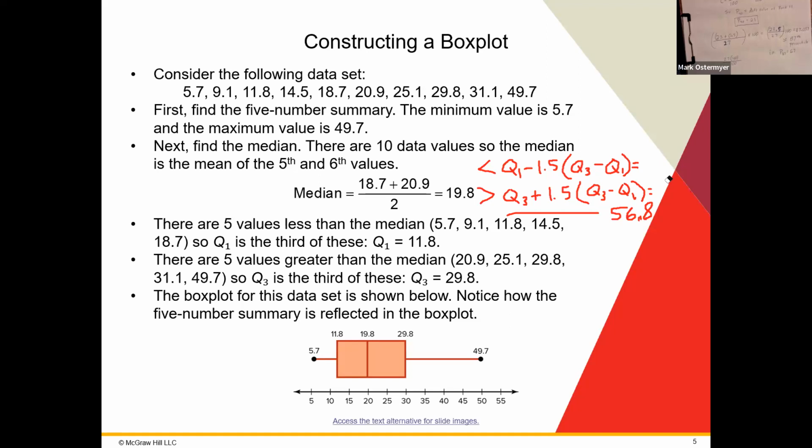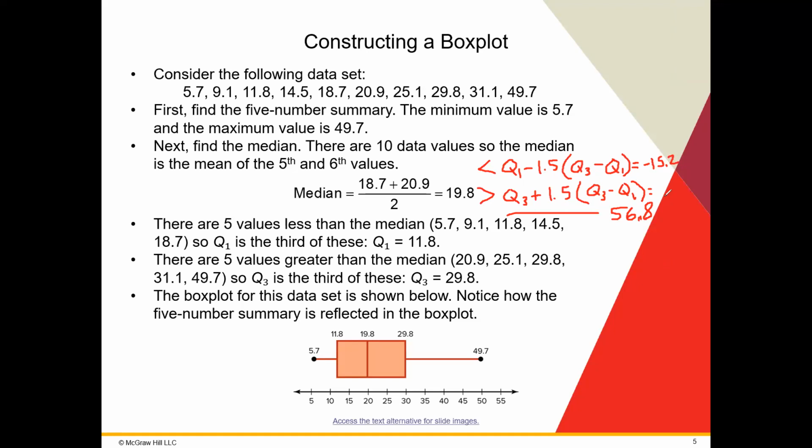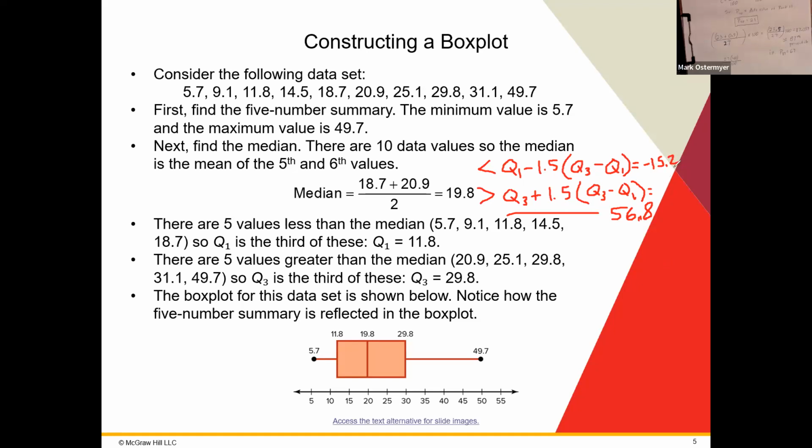All right. Let's see if we can get it now. What is this lower value here? Anybody get it? I'm getting like negative 15.2. Anybody concur? Yes. All right. So is there any data value less than negative 15.2? No. Is there any data value greater than 56.8? No. So are there any outliers in this data set? The answer is no. No outliers.